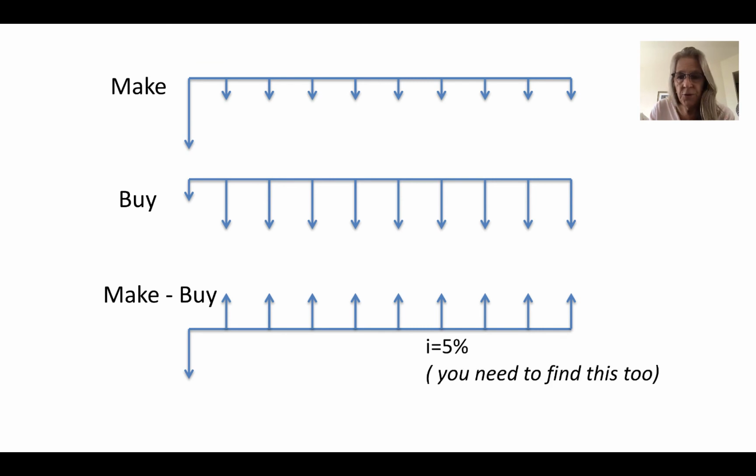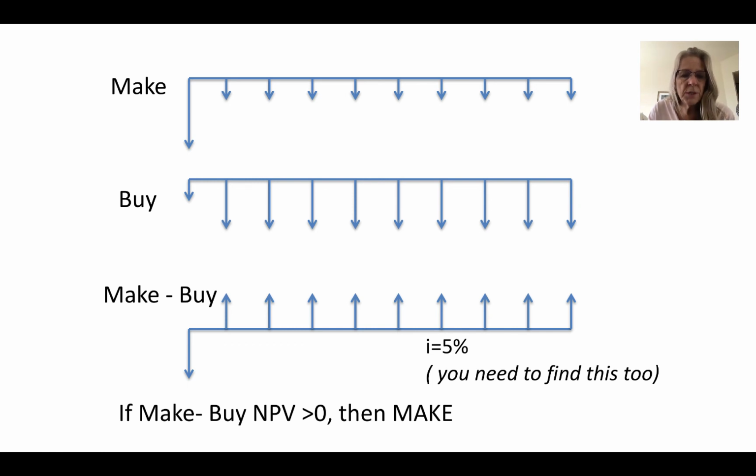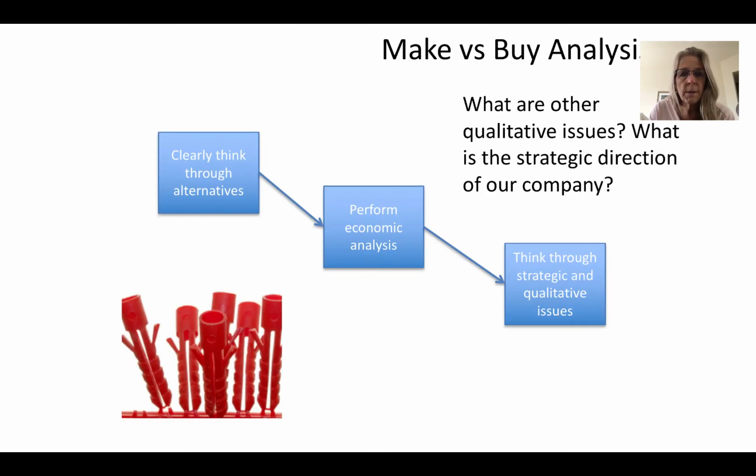If you're doing this and you need to decide what is our minimum attractive rate of return, if you remember that from engineering economy, you'll have to figure this out too. Lots of times companies have this specified. And then in the make versus buy analysis, if the NPV is greater than 0, that means it's a good investment to make the product. So now we've gone through this, thinking clearly through it. We've done different economic analysis, and it looks like it's a good economic decision.